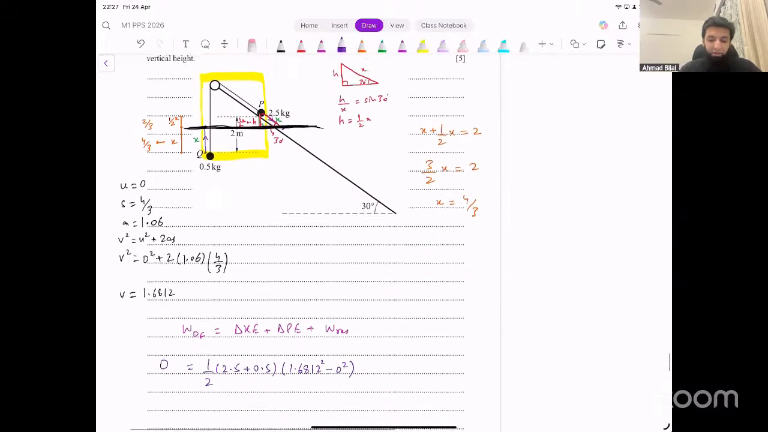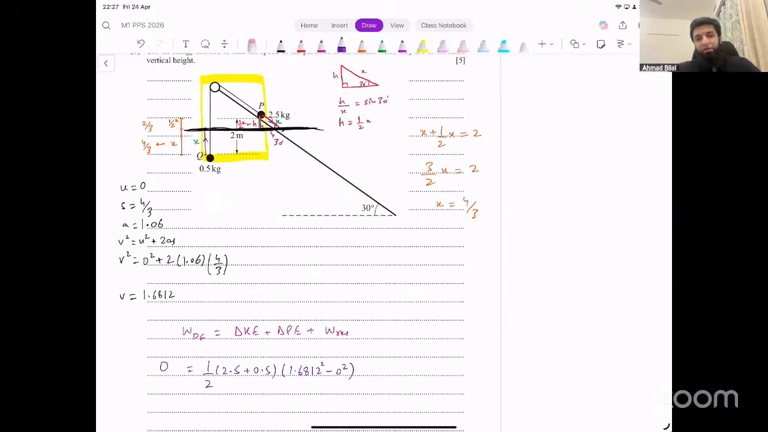The velocities are going to be the same for both of them because they're connected by a string. Since the string is taut, whatever speed one particle moves at, the other particle is also going to move at the same speed. So the velocities are going to be the same for both of them. Is that okay?